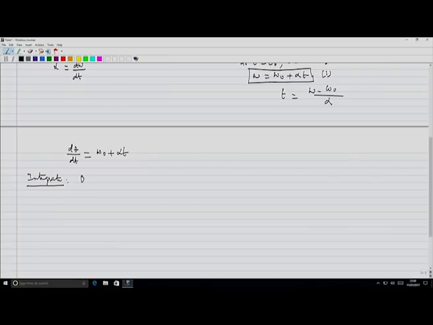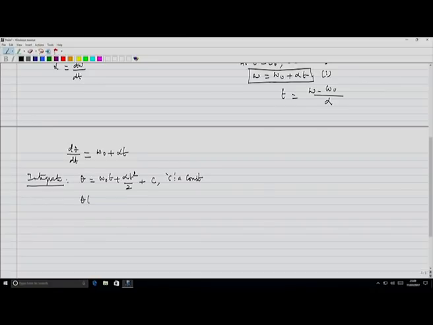What will I get? Theta is equal to omega naught t plus alpha t squared by 2 plus a constant of integration, c, a constant.